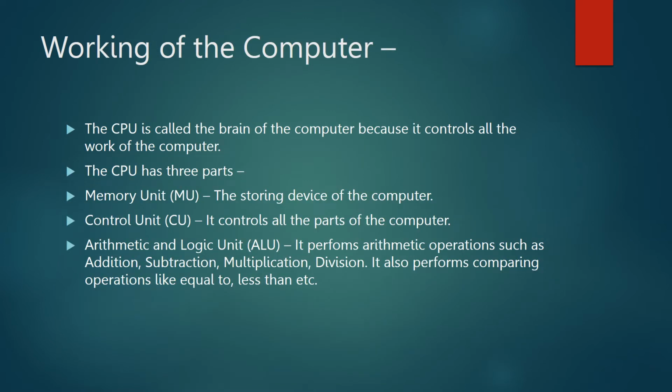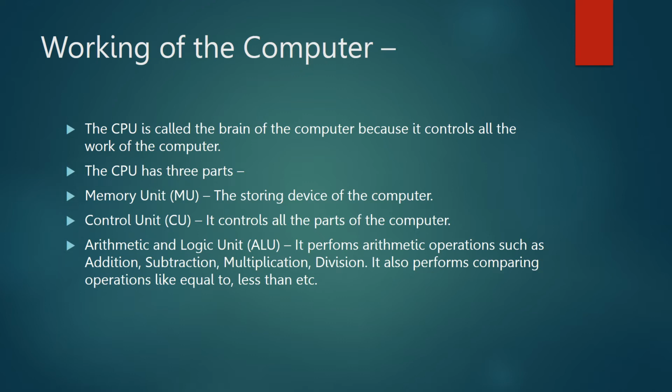Working of the computer. The CPU, which stands for Central Processing Unit, is called the brain of the computer because it controls all the work of the computer. CPU has three parts: memory unit MU, control unit CU, and arithmetic and logic unit ALU. Memory unit is the storing device of the computer. Whatever thing we store in a computer, it gets stored in this memory unit.